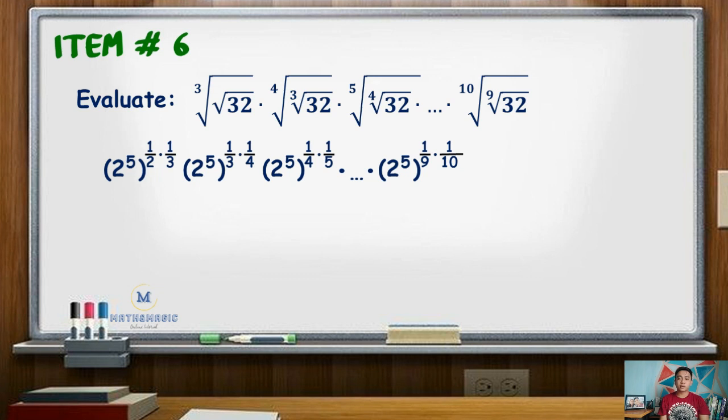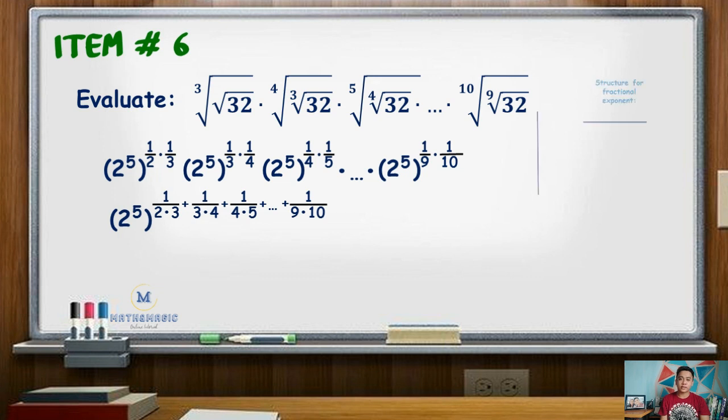Applying the product of powers rule, since all of the bases are the same, that is 2 raised to 5, we can add the exponents. The resulting exponent will become 1 over 2 times 3 plus 1 over 3 times 4 plus 1 over 4 times 5 plus, and so on and so forth, plus 1 over 9 times 10.